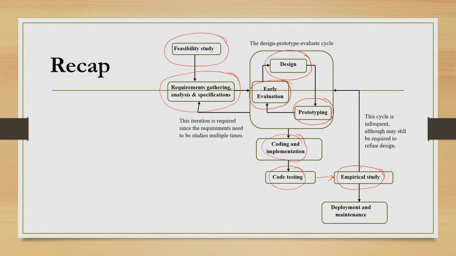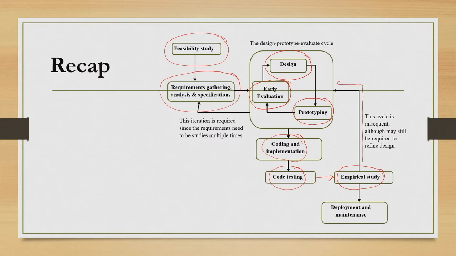In this phase, which we have covered in details in the previous few lectures, we test the usability of the system with actual end users. So, in code testing, we test the executability of the system. In empirical study, we test the usability of the system. Now, it may so happen that at this stage, we may find some usability issues, which we can fix by going back to the design stage.